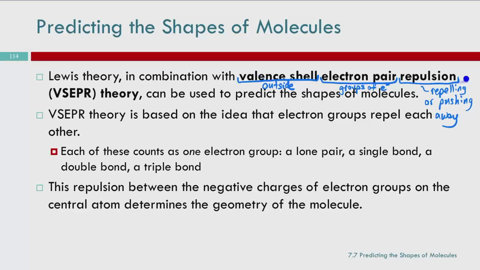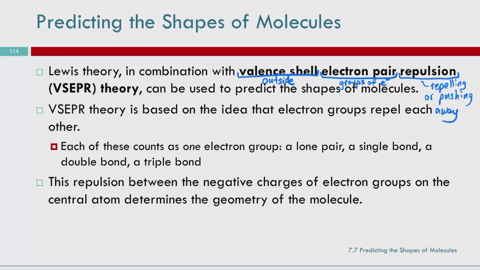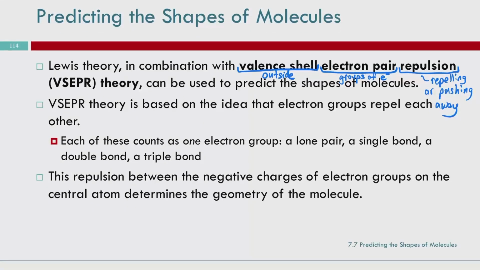All that valence shell electron pair repulsion theory is saying is that our outside groups of electrons, our valence electrons, repel each other. All the different groups that we have on the outside, all the stuff that we made in our Lewis structures, because they're groups of negatively charged electrons, negative charges will repel each other. That's the basic idea behind valence shell electron pair repulsion theory, or VSEPR theory.